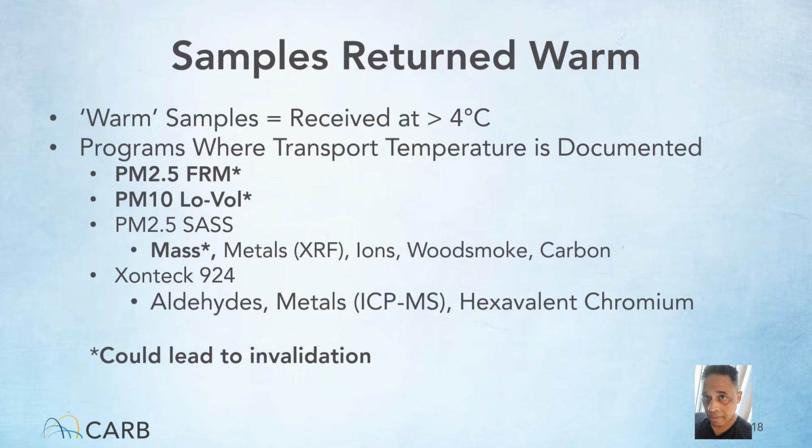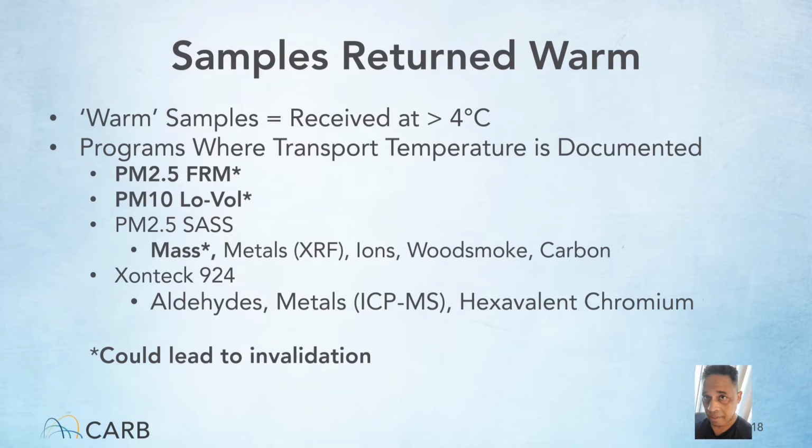So what does it mean for samples to arrive warm? In this context, we are referring to samples that arrive above 4 degrees Celsius. This temperature is derived from the Code of Federal Regulation and US EPA guidance. We assess temperature of the shipping containers during transport from the field sites to the lab for the programs listed on this slide.